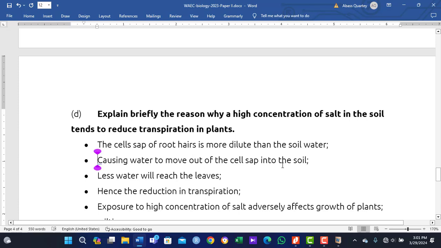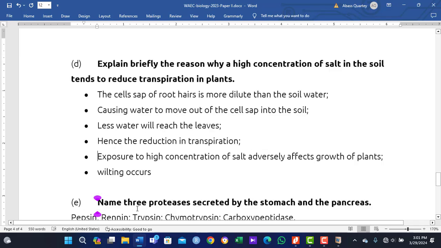So if less water is now flowing through the plants, then it means that the plants are going to have a reduction in transpiration, because more water is rather leaving the plant root into the soil. Instead of water moving into the plant or into the roots, we have water rather leaving the roots into the soil. So transpiration will be highly reduced. Exposure to high concentration of salt adversely affects growth of plants and wilting occurs. Okay. Then we also have the last one.